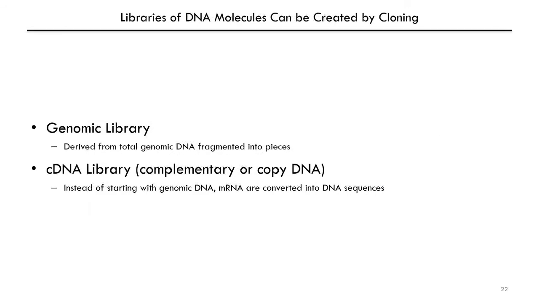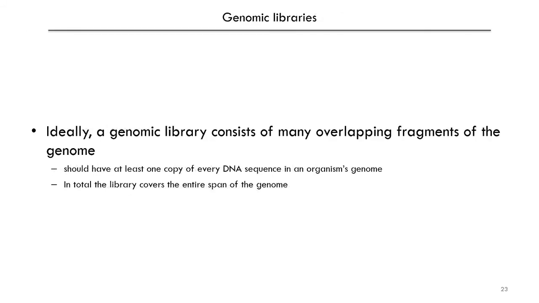Through cloning, you can generate different types of libraries. We can build a genomic library, as we briefly discussed, which is derived from the total genomic DNA fragmented into pieces. Another kind of DNA library we will talk about later are cDNA libraries. cDNA is complementary DNA that is converted from mRNA sequences through a process we talked about briefly called reverse transcription. cDNA libraries are useful for studying only the transcribed regions of genes that are expressed. We will save discussion of these for the next lecture, but we'll first focus on genomic libraries.